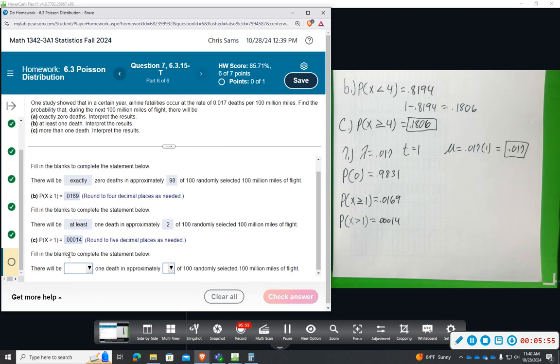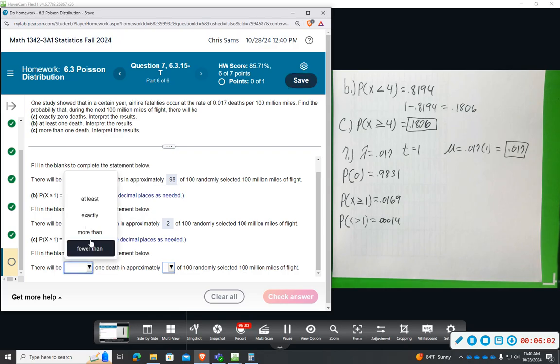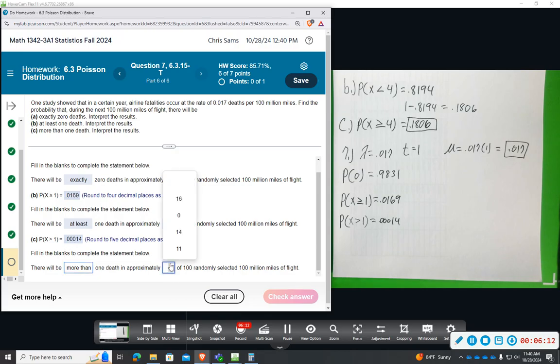And then if we did this 100 times, we would expect more than one death in approximately blank out of 100. So if I did this 100 times and moved the decimal over twice, we would expect none of them, because when you move it over twice, you get 0.014, that doesn't round up. So we would expect none of the 100 flights to have more than 1 death.